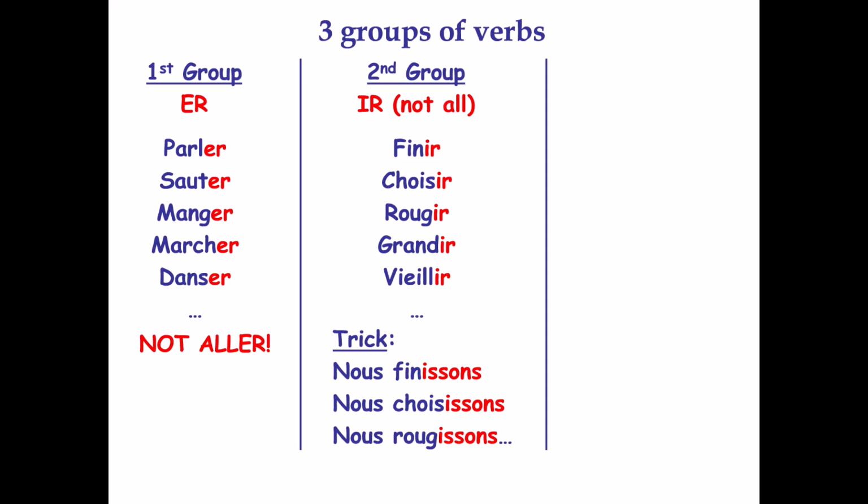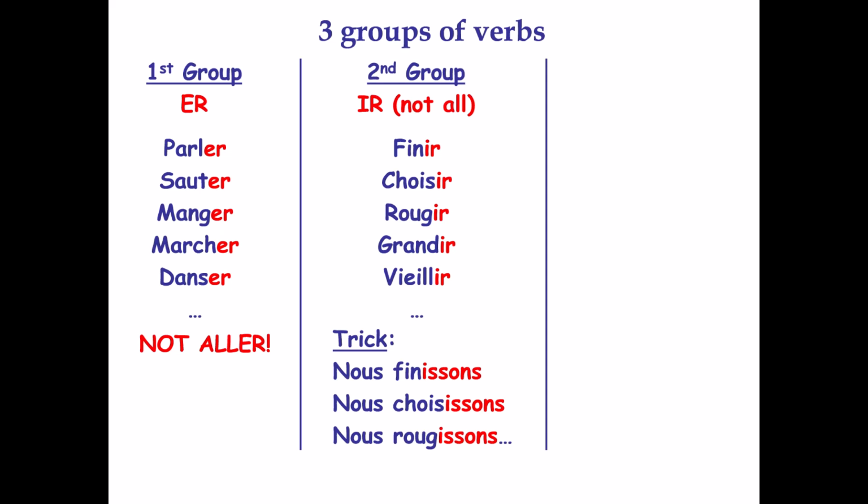When we use a verb ending with IR at present tense for we, nous in French, all regular verbs do ISS-ON at the end. Like for instance, nous finissons, we are finishing. Nous choisissons, we are choosing. Or, nous rougissons, we are blushing. The ISS sound is a characteristic for the group 2 verbs.